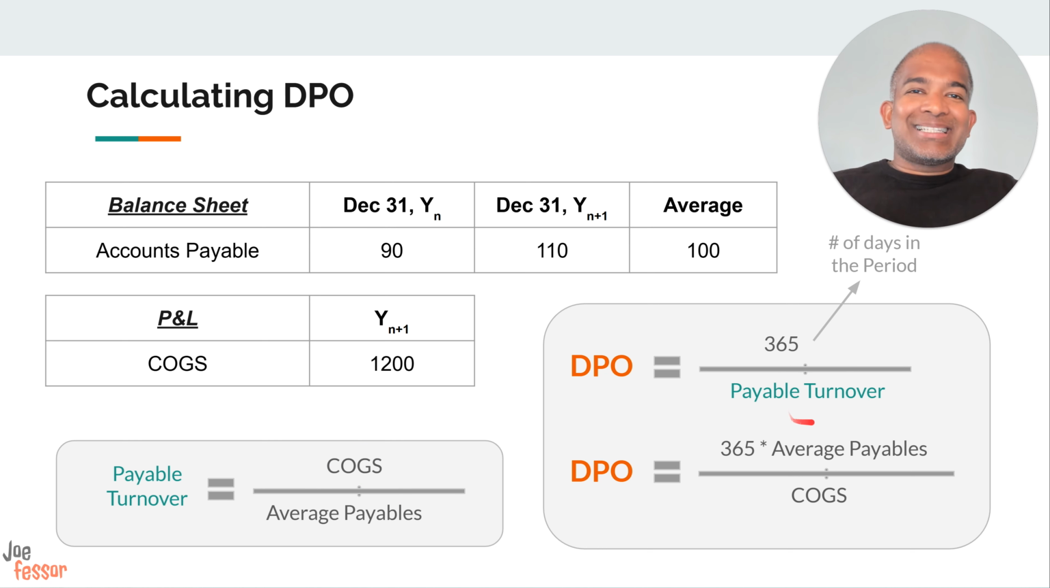Then DPO is calculated by dividing the number of days in the period, which is 365 for a year, by the payable turnover. So 365 over 12 is approximately 30 days. Alternatively, we can use a direct formula to calculate DPO using the average payables and COGS. So on average, it takes this company about 30 days to pay its suppliers.